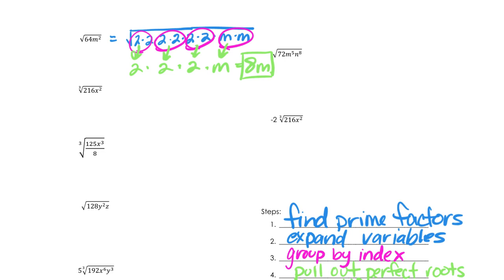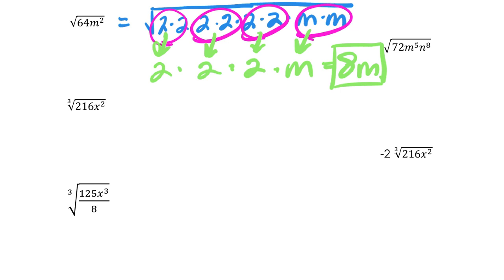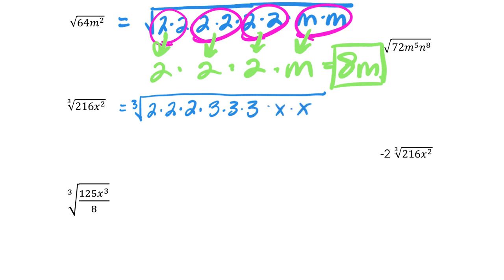All right, let's move on to the next one. We're going to follow that same pattern. We are going to expand this out. So this is an index of 3. So 216 expanded would be 2 times 2 times 2 times 3, and then with that, my root is a 3, so I'm going to circle my groups of 3.